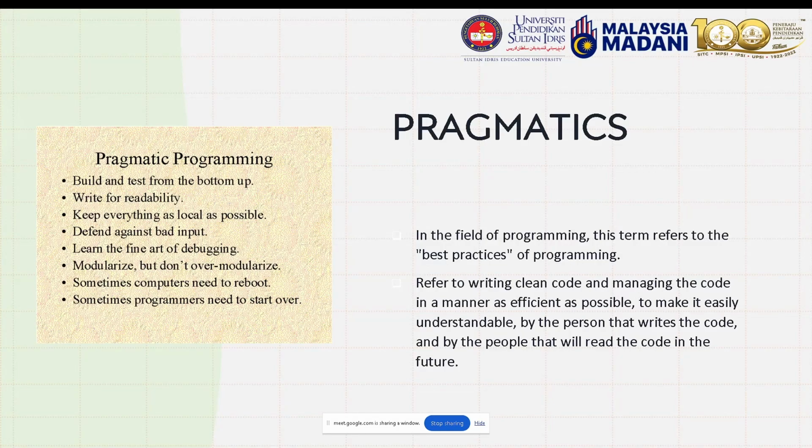Okay. And then it also writes the code for the people that will read the code in the future, which means it is from people to people. Okay, for the pragmatic, they also have the pragmatic programmer, which qualifies some of the programmers to have fast adaptation and also critical thinking.